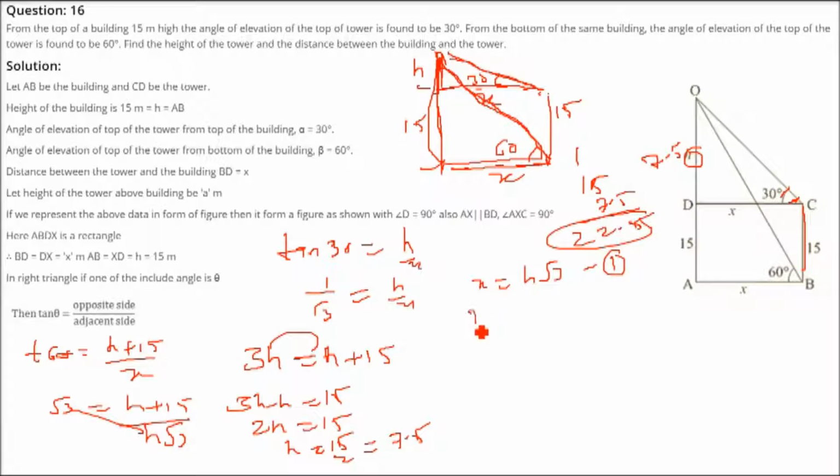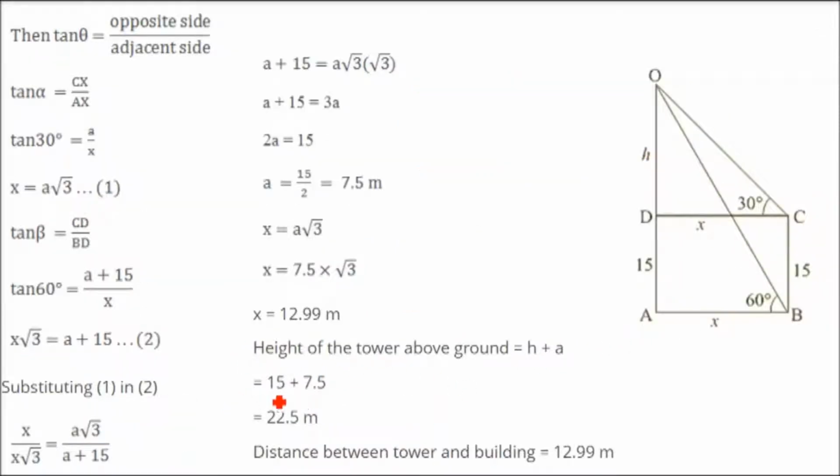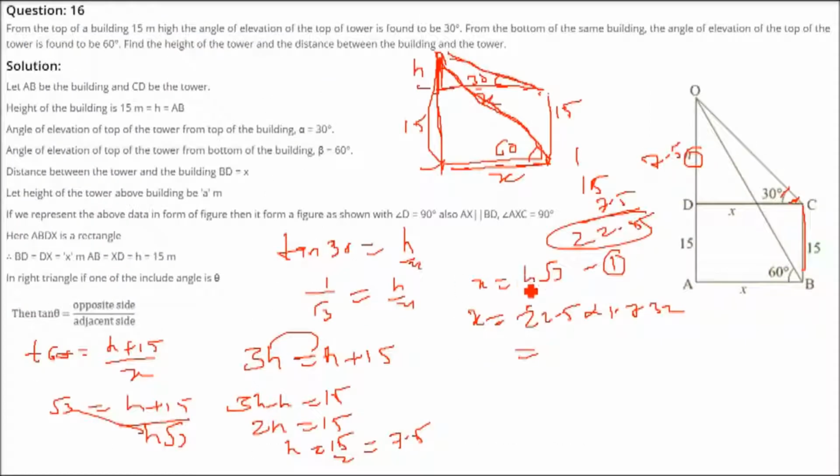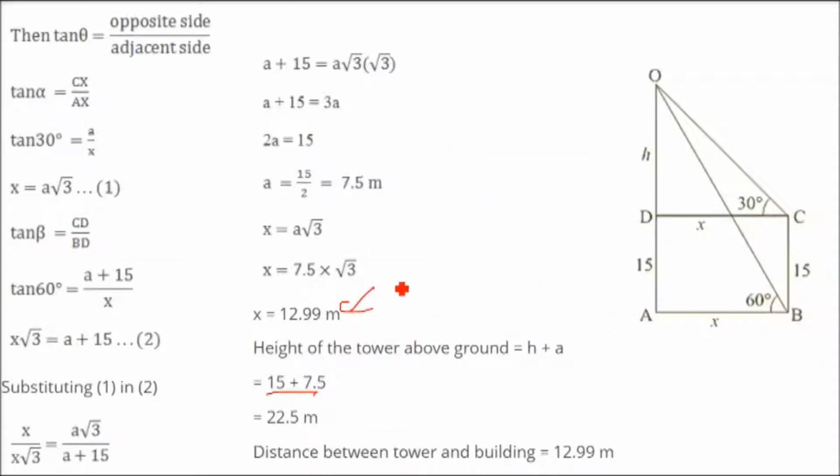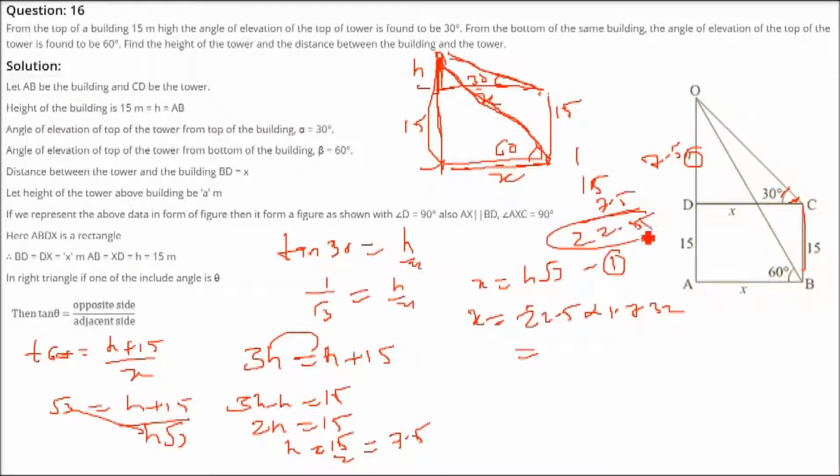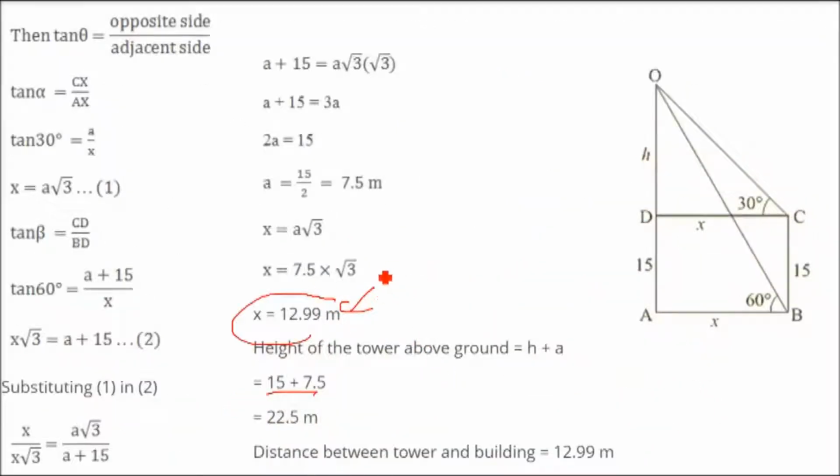How about the distance? See, x is equal to h root 3. So, 22.5 into 1.732? That is not right. This 15 plus 7.5 was the 22.5 which we found out, but x is h root 3, so we will not take 22.5 as h. h is 7.5. So 7.5 into 1.732 is going to be 12.99. This is going to be the answer. So this is 12.99, that is 7.5 into root 3.